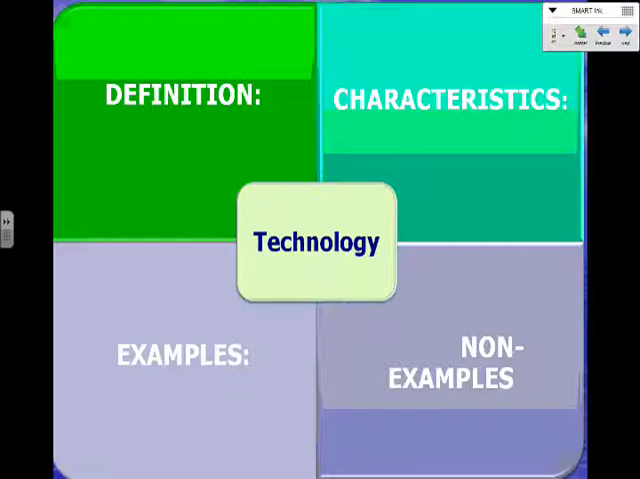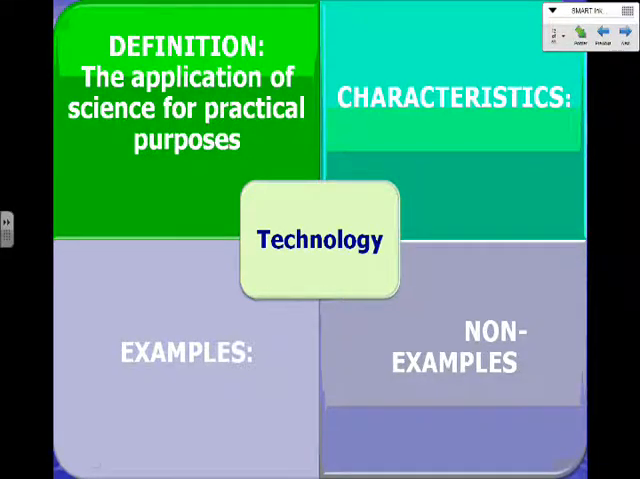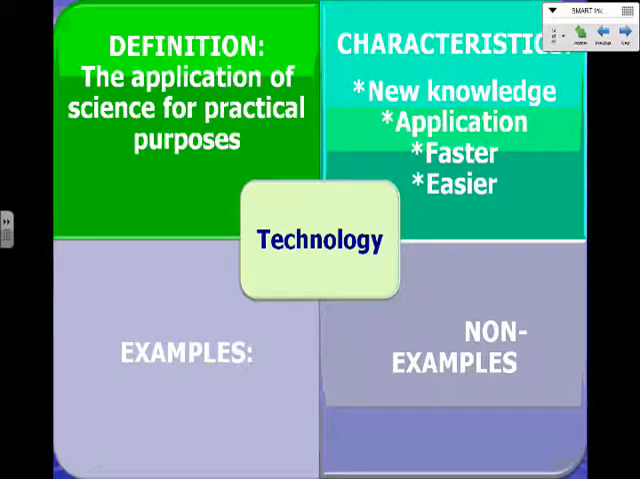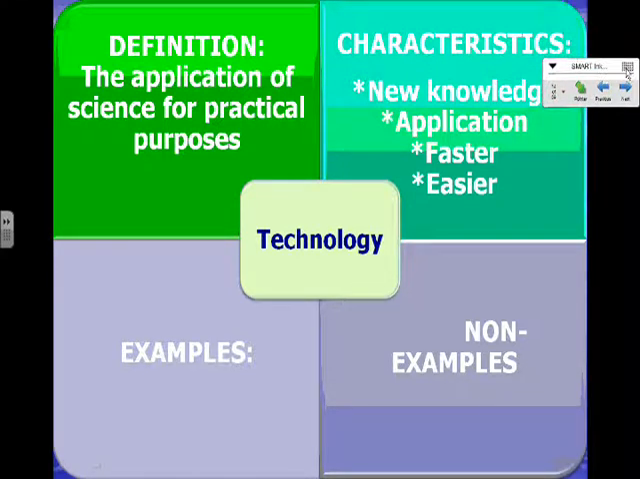It's a way to help you critically think and also start thinking more deeply about a concept or a word. We will use these several times, and you'll actually see 3 of them today. Now, technology: the definition of technology is the application of science for practical purposes. So it's how you take science and apply it to your everyday life to help make something you do a little bit easier. Some characteristics of technology are new knowledge, application.